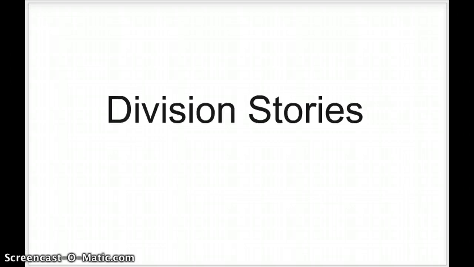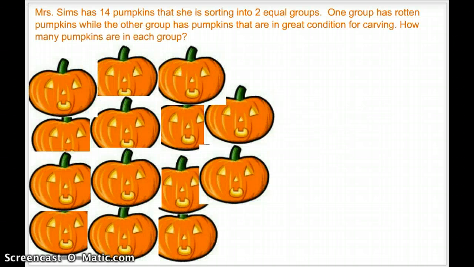We have talked about what division means in class. We've also discovered what keywords to look for in story problems that will tell us to divide. Let's practice with some story problems now.